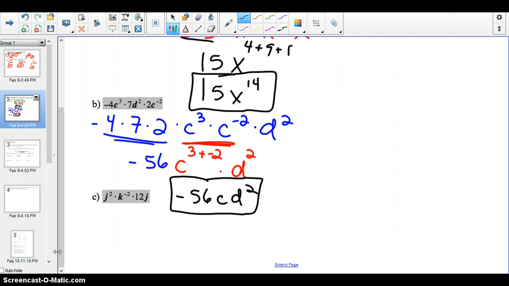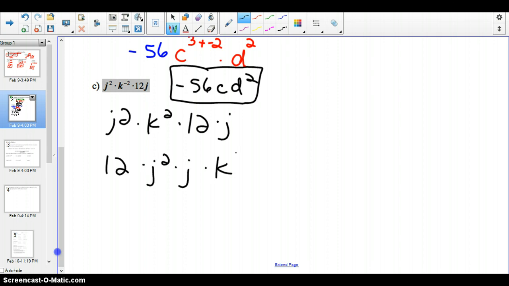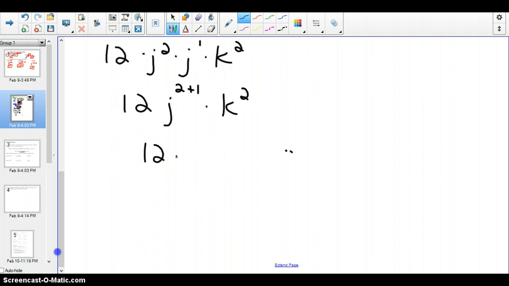All right, part C. I'm going to move my 12 out front. So this is just 12 times j squared times j times k squared, which gives me 12j, and that's going to be squared plus 1. Really, there's a 1 there. Times k squared, which is simplified 12j to the third times k squared.